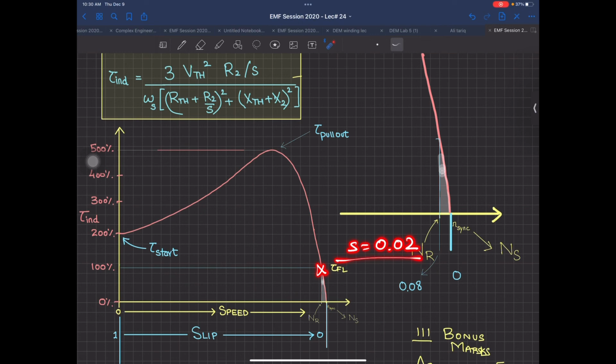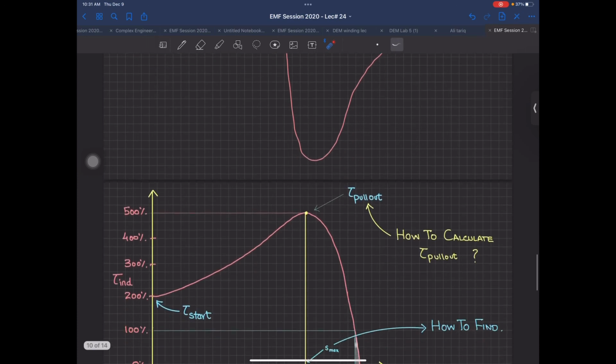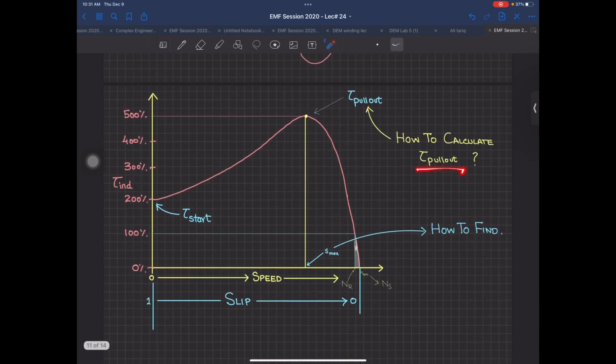Supposedly this is equal to 0.02. Put S equal to 0.02 and you will get that full load torque. But now there is no way to find out the pull out torque. To find out the pull out torque, I need to find at which slip this is happening.